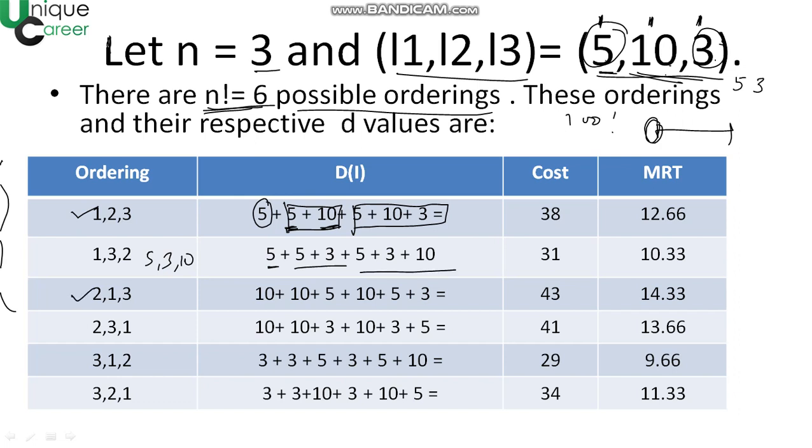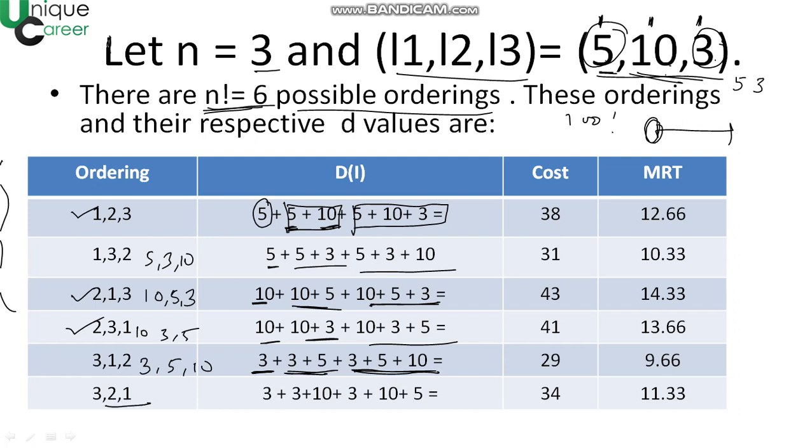If this is the ordering 2 1 3, in this case 2 is 10, 1 is 5, and 3 is 3. The length of the third file is 3. So it will be 10 for the first file, 10 plus 5 for the second file, 10 plus 5 plus 3 for the third file. Similarly, if the ordering is 2 3 1, it will be 10, 3, 5. So again it will be 10, 10 plus 3, and 10 plus 3 plus 5. For 3 1 2, first is 3, then 1 is 5, and the third one is 10. So the time to retrieve the first file is 3, the second file is 3 plus 5, the third file is 3 plus 5 plus 10, and similarly 3 2 1.